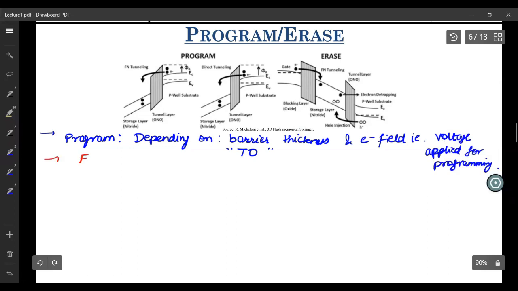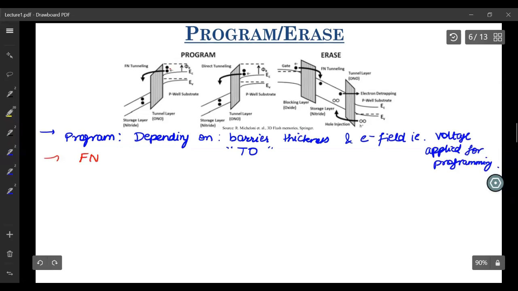First, FN tunneling at the corner of this barrier. Electrons will tunnel from your substrate to the conduction band of this tunnel oxide, and from there they can go towards your storage. And the second mechanism is direct tunneling, DT. So what is the difference between these two? FN takes place when your barrier is thick and the field is high.